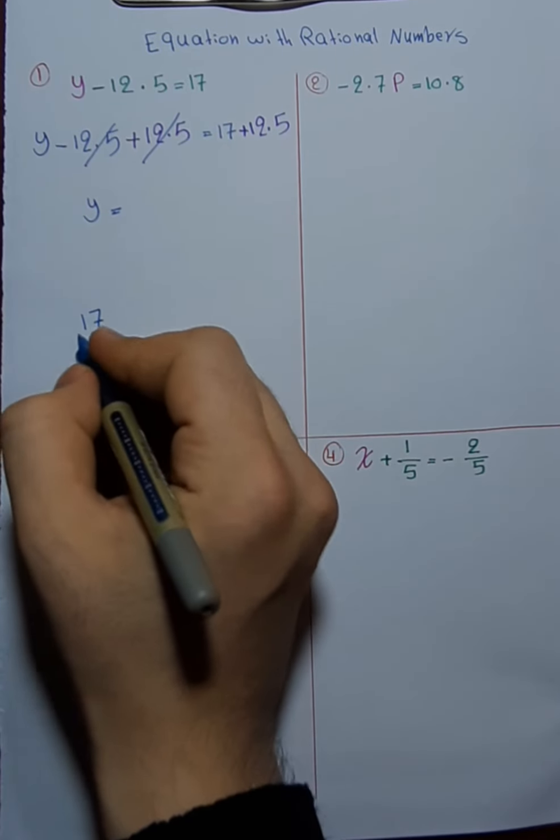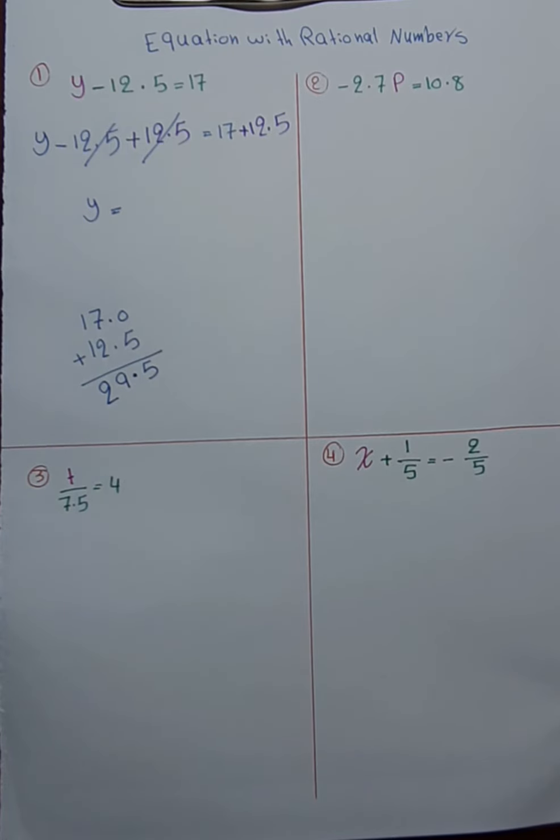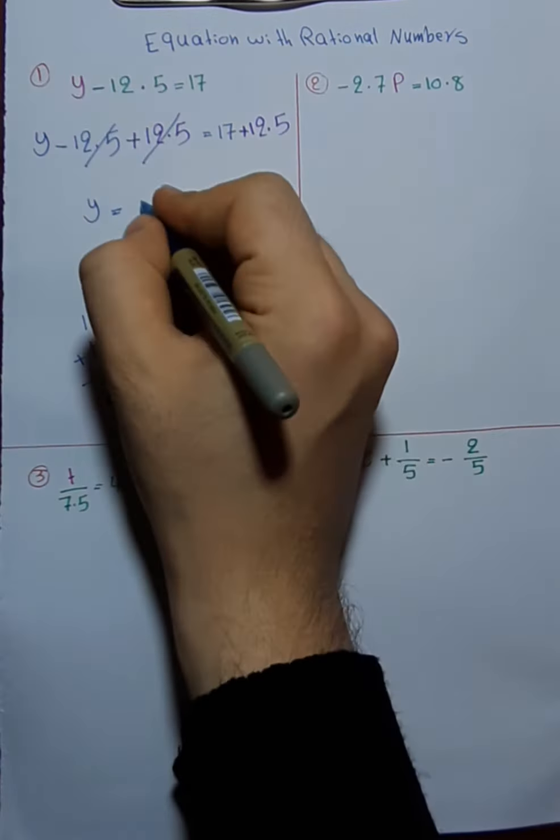17 plus 12.5. We have to add these two numbers. Write the decimal point, and 0 plus 5 equal to 5. Then 7 plus 2 equal to 9, and 1 plus 1 equal to 2. So the value of y is 29.5.